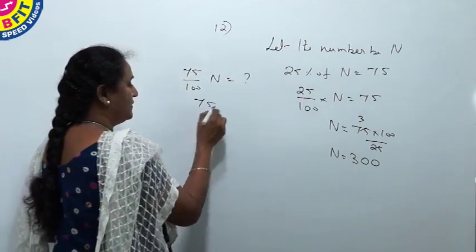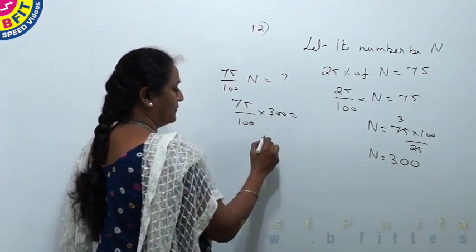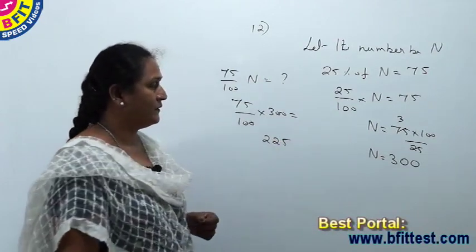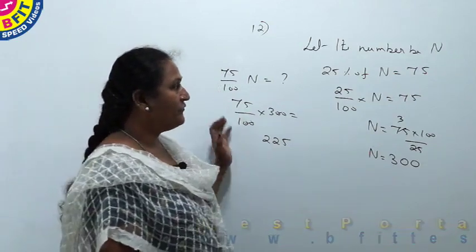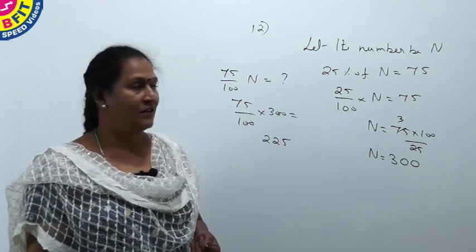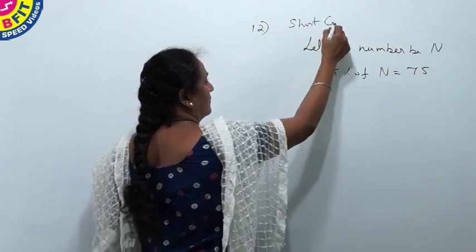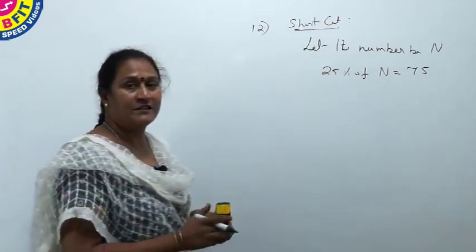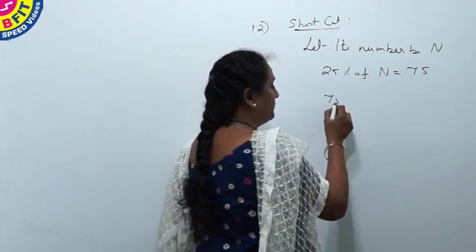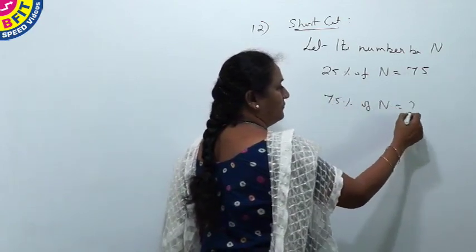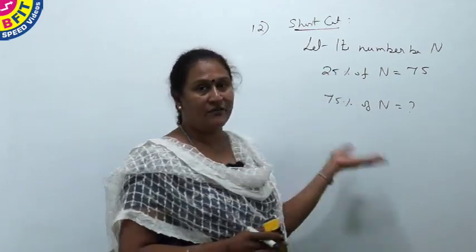So here n is 300. So we get 225. So 75% of the same number, so answer is 225. But instead of working all this, from the question itself we can arrive at the answer. So we will see how to arrive at that. So it's given that 25% of n is 75 and we need 75% of n.